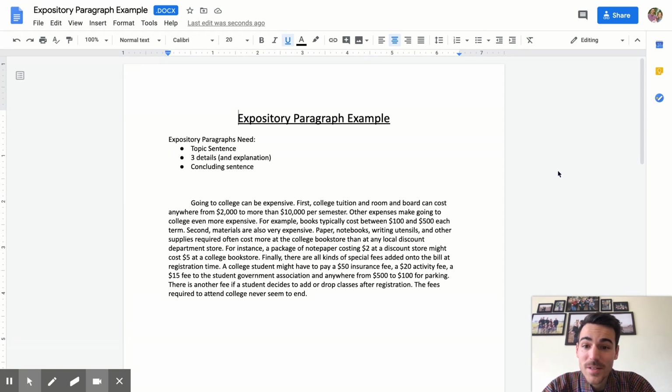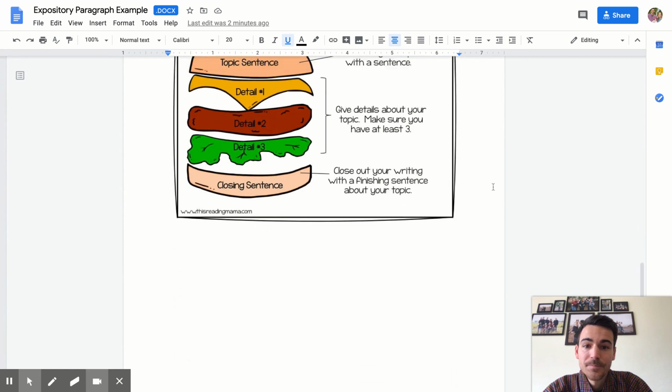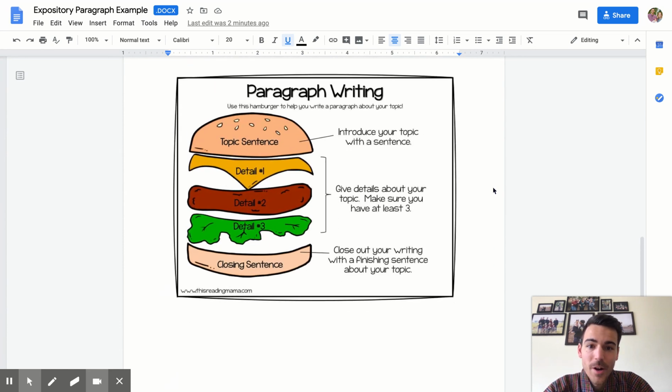So there's three parts to your expository paragraph. You have a topic sentence, you have your details, and a concluding sentence. So at the minimum, your paragraph will be 5 sentences long if you had one sentence for each detail. At the most, it may be 8, maybe two sentences for each detail. So let's take a look at these different parts.